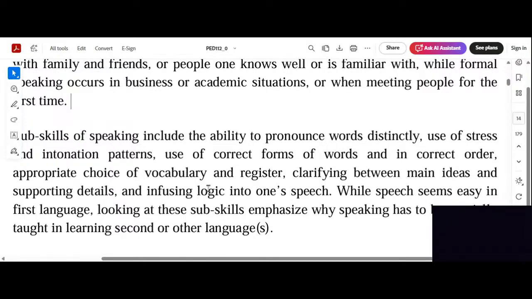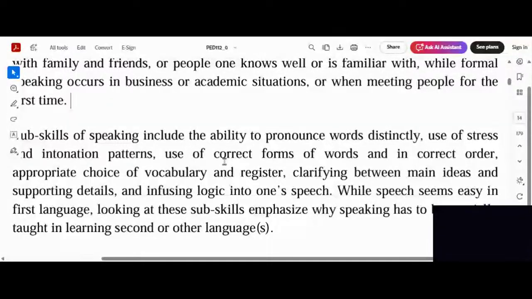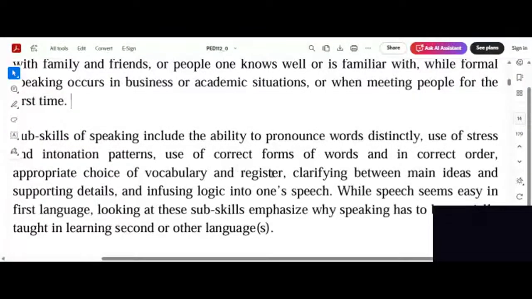So, use of correct forms of words and in correct order is another one. The appropriate choice of vocabulary and register, depending on the speech audience. You understand? The type of vocab you are going to use, you cannot be teaching primary school children now and you'll be using very high vocabulary. Who are you trying to impress? No, no, no. You need to speak in their language, in their own simple English that they understand. You can't use a very big, high profile language. No, no, no. You use the register.